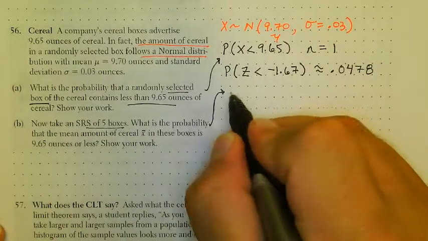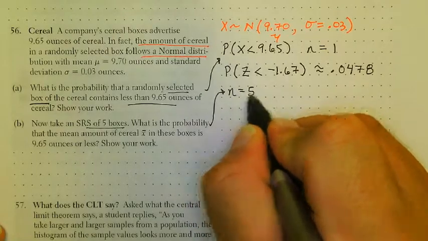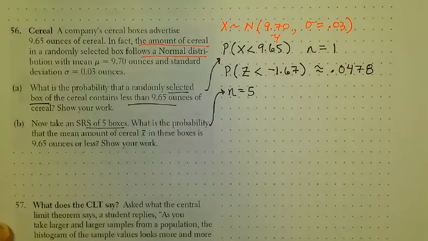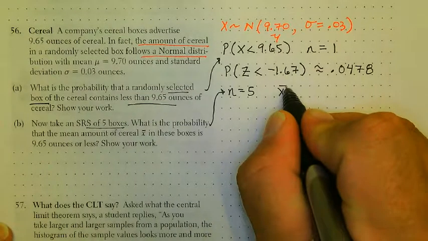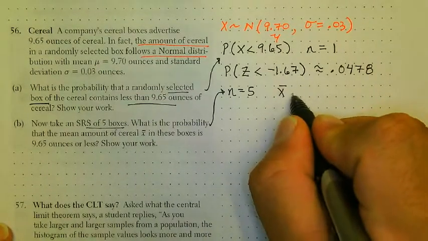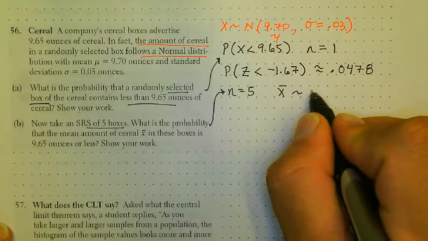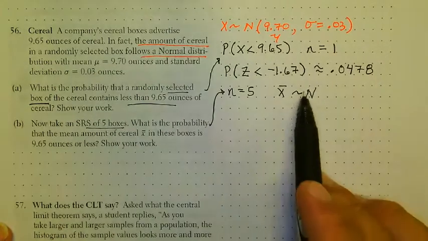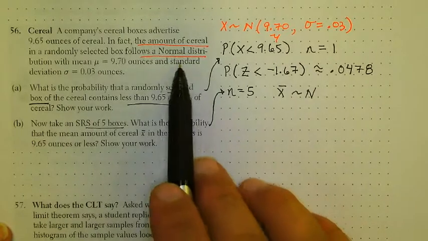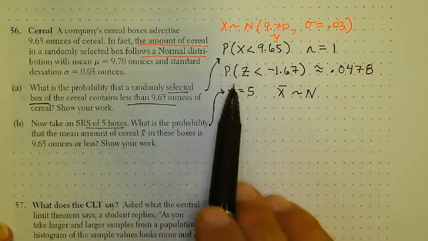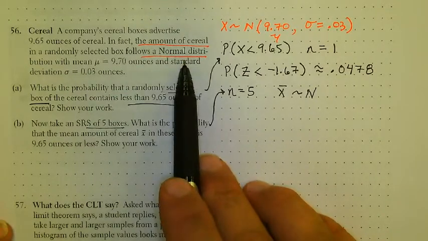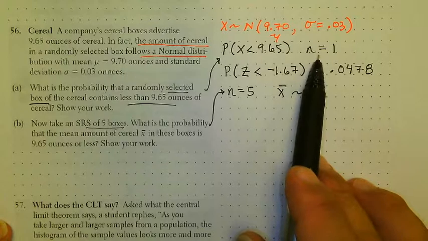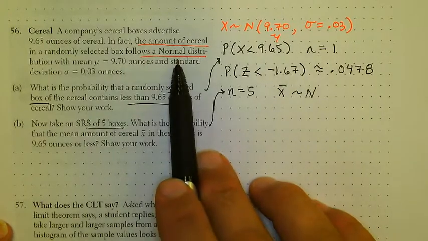Now, what if I take a simple random sample of 5 boxes? So what if n is equal to 5? Now what's the probability? Well, in this case, x bar, the sample mean, its sampling distribution will also be approximately normal because we come from a normal distribution. So our sample size, even though it's small, doesn't matter. It comes from a normal distribution.